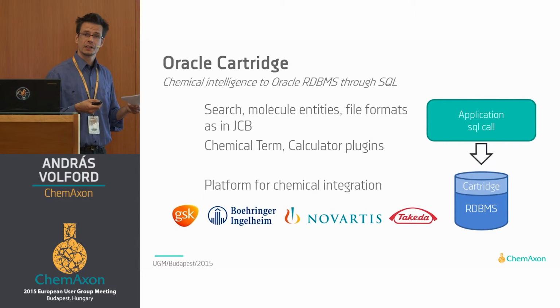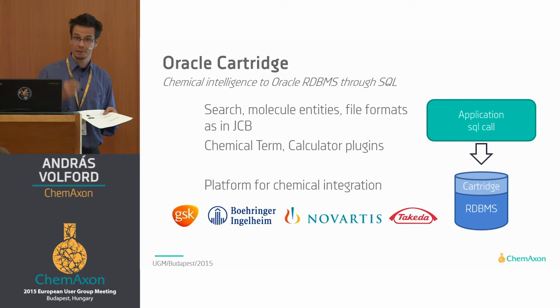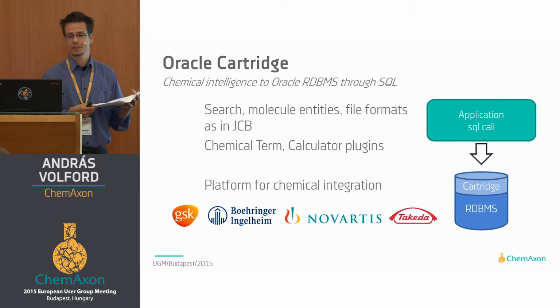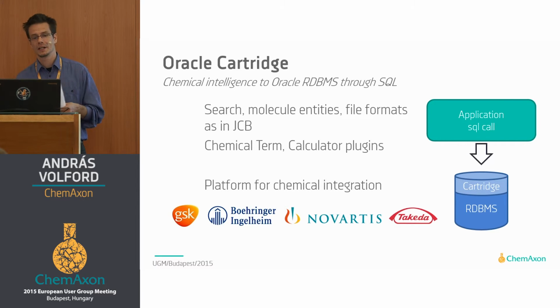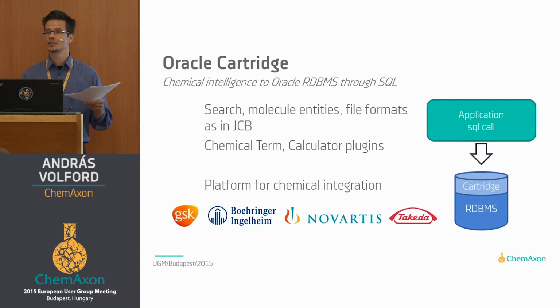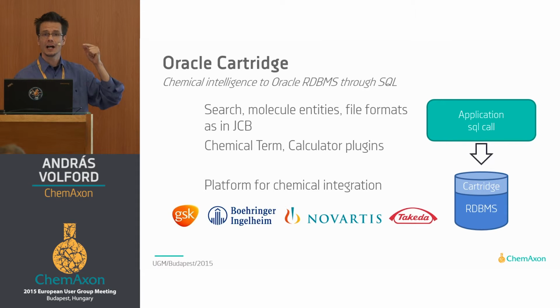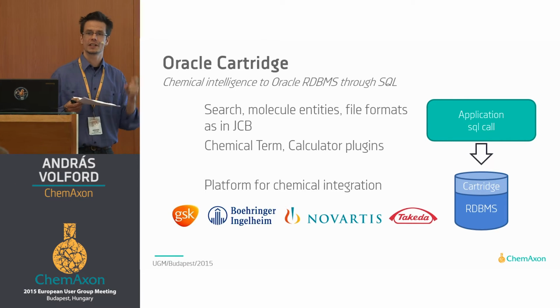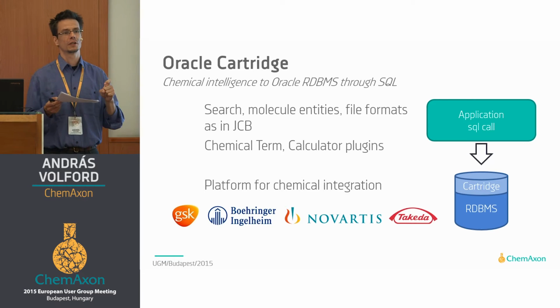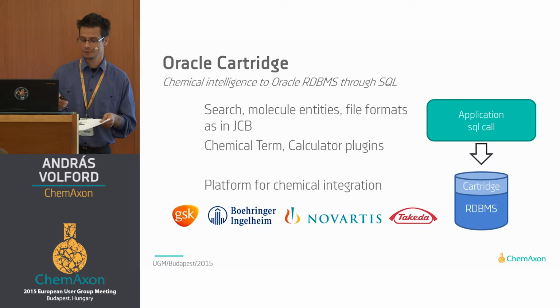The Oracle Cartridge is out there in the market for more than 10 years now, and it became a platform for chemical integration. Large pharma companies like GSK, BI, Novartis, and Takeda are using the Oracle Cartridge as their chemical backend. But if we just go back a little bit, I can mention that IDBS is just changing their chemical backend, actually not to the Oracle Cartridge, but to the Web Service API, changing to ChemAxon.